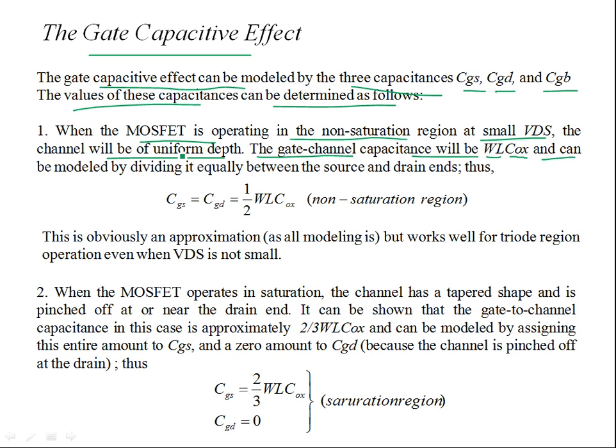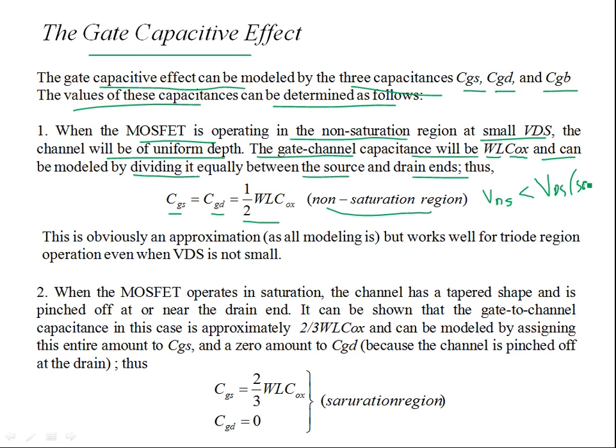It's a capacitance, and it can be modeled by dividing it equally between the source and drain ends, because your channel is uniform. So between the source and drain the capacitances are equal, each given by half of W L COX. These capacitances are divided equally between the source and drain terminals, and this expression is valid in the non-saturation region, where VDS is less than VDS sat. That is before we reach the saturation region, or we say that we are in the triode region.